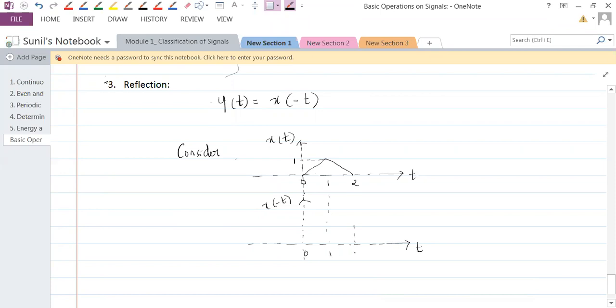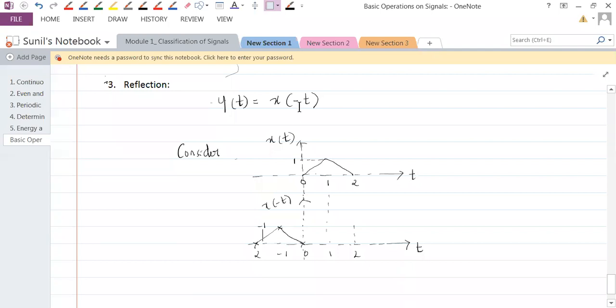So this is 0, 1, 2. This is minus 1, this is minus 2. That means what was there at 1 should now come at minus 1. What was there at 2 should now come at minus 2. What is there at 0 should be there at 0. That's why the reflection of x of t would look like this. So this is x of minus t. Understand? So here, you consider this as the mirror. You're standing on this side and you're looking into the mirror. If you look into the mirror, this is what it is going to look like.